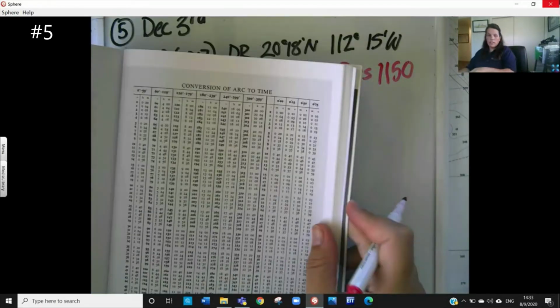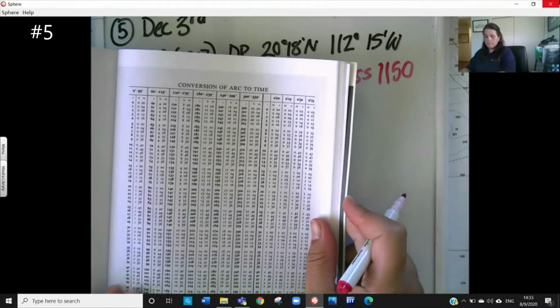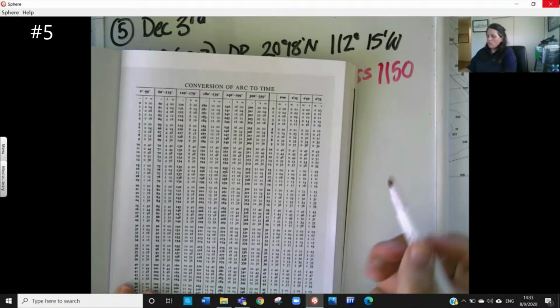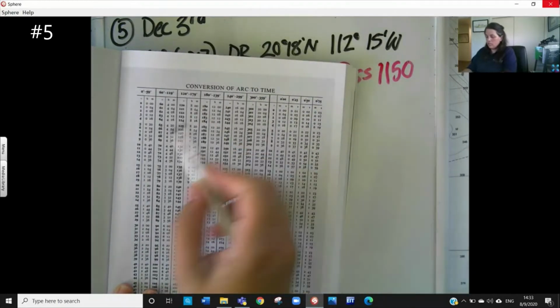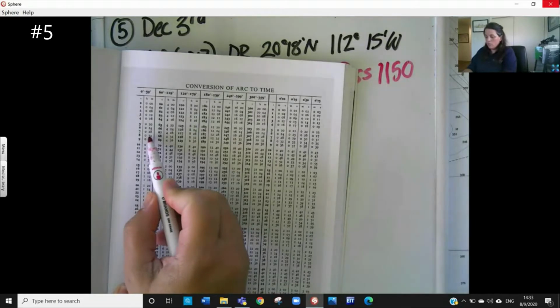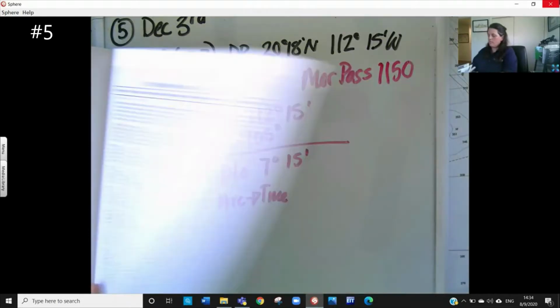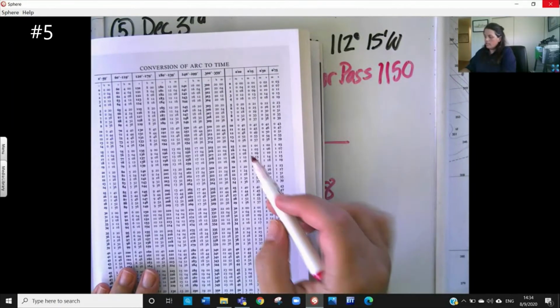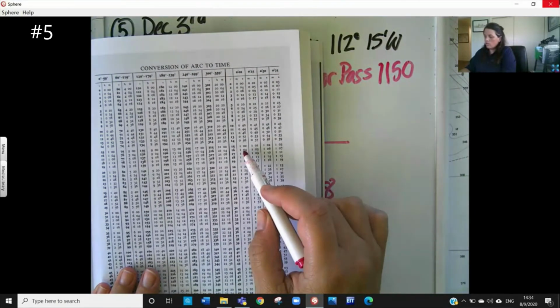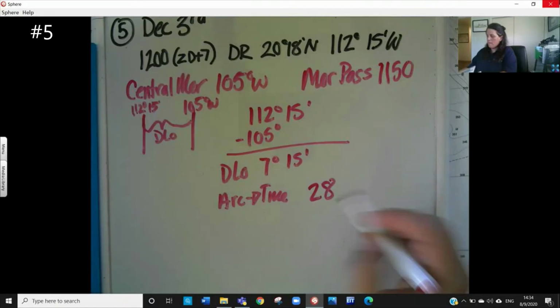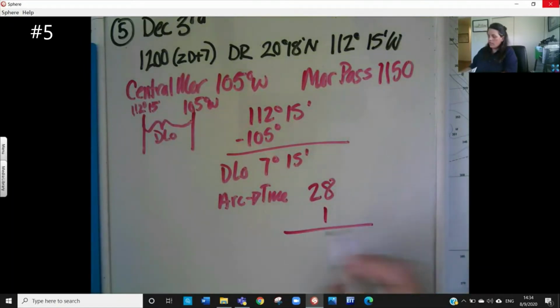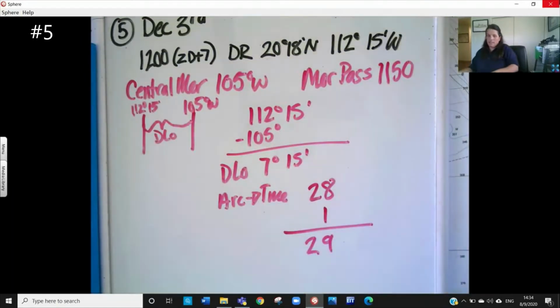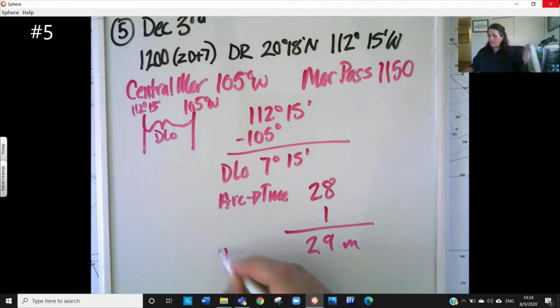Back of the almanac, using the conversion arc to time, we have 7 degrees. That's going to be 28 minutes. And then 15 minutes is going to equal 1 minute. So we have a total of 29-minute time difference.